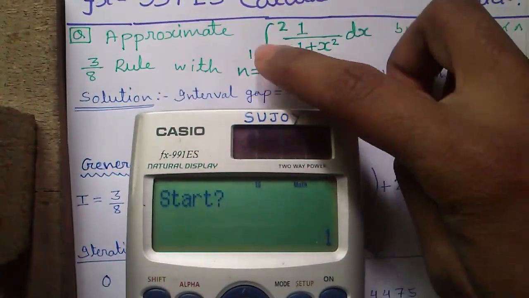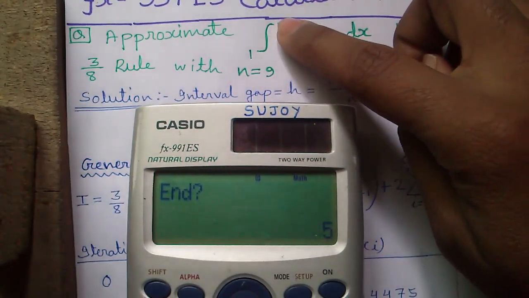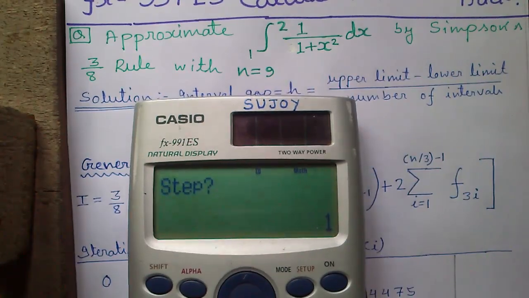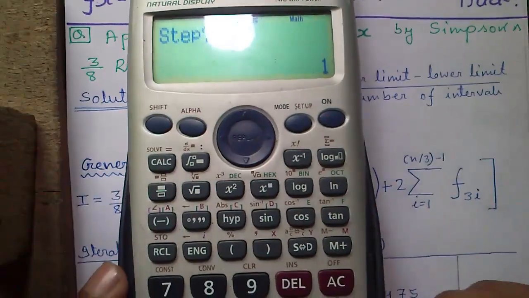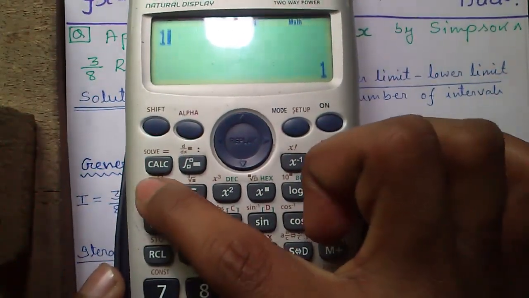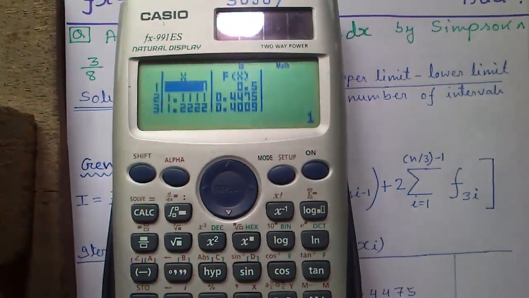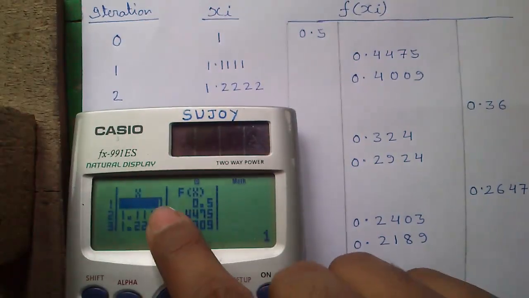Enter the start value, our lower range, that is 1. Enter the end value, our upper range, that is 2, and press equals to. And step, the first step we will enter 1 divided by 9. So press 1, press this button for divide by 9 and press equals to. It will generate the table for you. So here is the table for you.